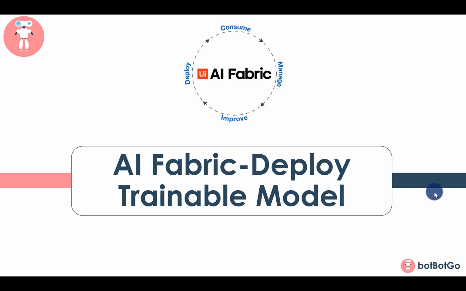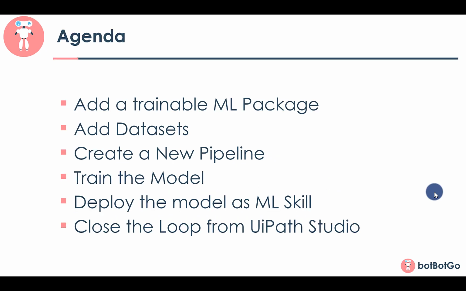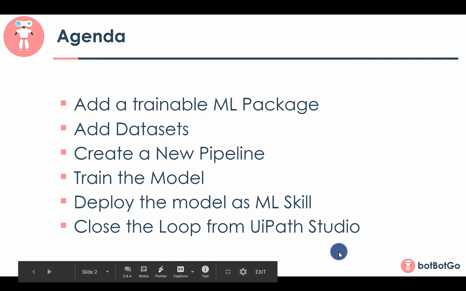So before we go into the AI Fabric, let's first have a look at the agenda. As a first step, we'll add a trainable ML package, and this trainable ML package will come from the out-of-the-box packages provided by UiPath. Thereafter, we'll define the datasets which would be used to train this ML package. And with this dataset and the ML package, we'll define a pipeline. Thereafter, we'll trigger the pipeline in order to train the model. And once the model is trained, we'll deploy this model as an ML skill so that it could be used in the UiPath Studio. And as a last step, we'll see how to close the loop within the UiPath Studio.